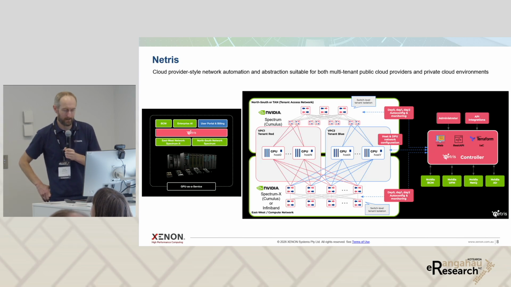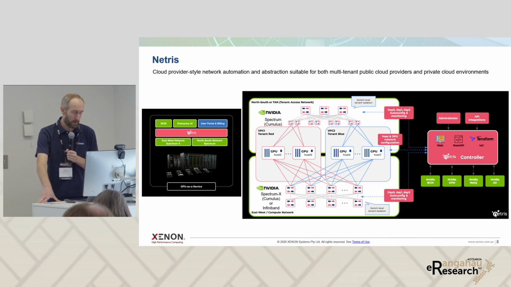Let's take a closer look at Netris, which is a cloud provider-style network automation tool designed to work with NVIDIA's Cumulus Spectrum switches. In this diagram, we can see the north-south network above the nodes, which is also known as the TAN, or Tenant Access Network, and the east-west network below the nodes. Netris has an API to support integration with other control and monitoring systems that you would see in a typical NVIDIA AI factory deployment, such as BCM and NetQ. It also supports NVIDIA Air for simulating and testing digital twin environments.